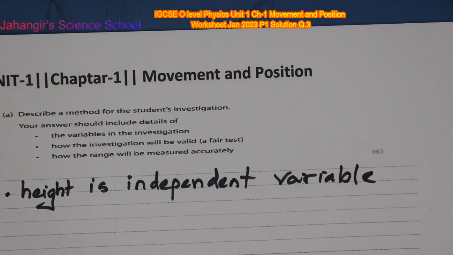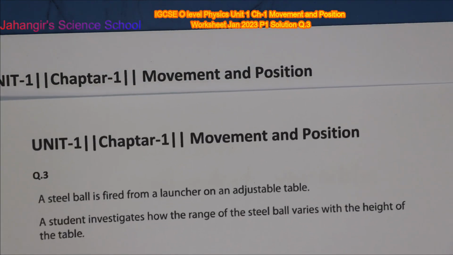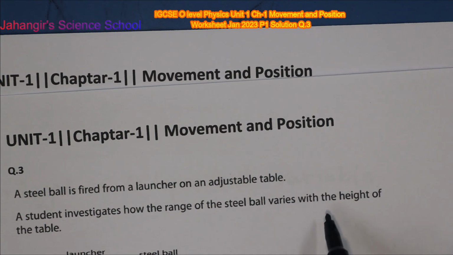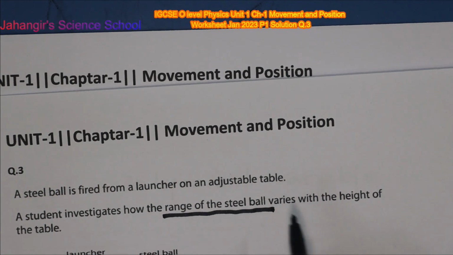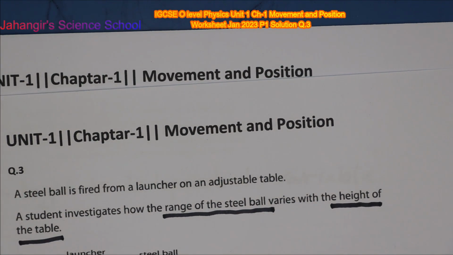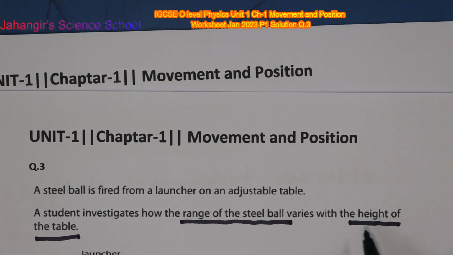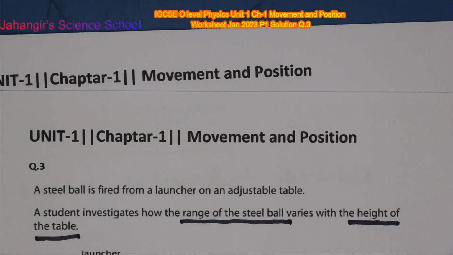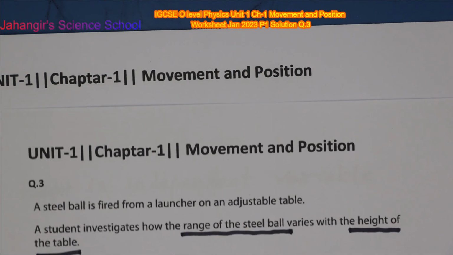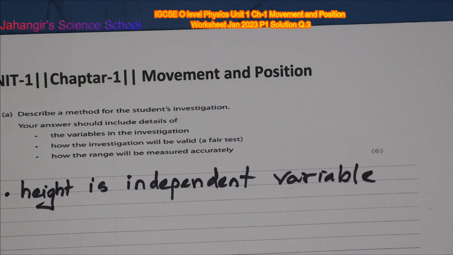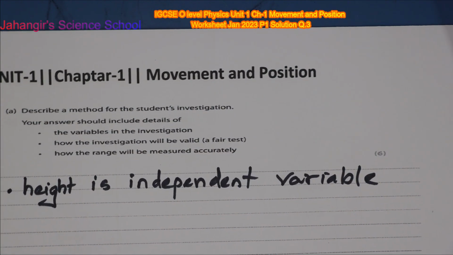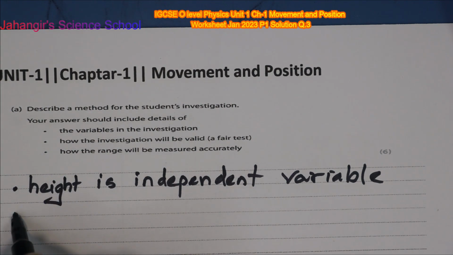Because in our investigation, the range of the steel ball varies with the height. Remember, in your question, the quantity which comes after 'varies with' is the independent variable. We want to measure the range of the steel ball, so the range of the steel ball is the dependent variable.